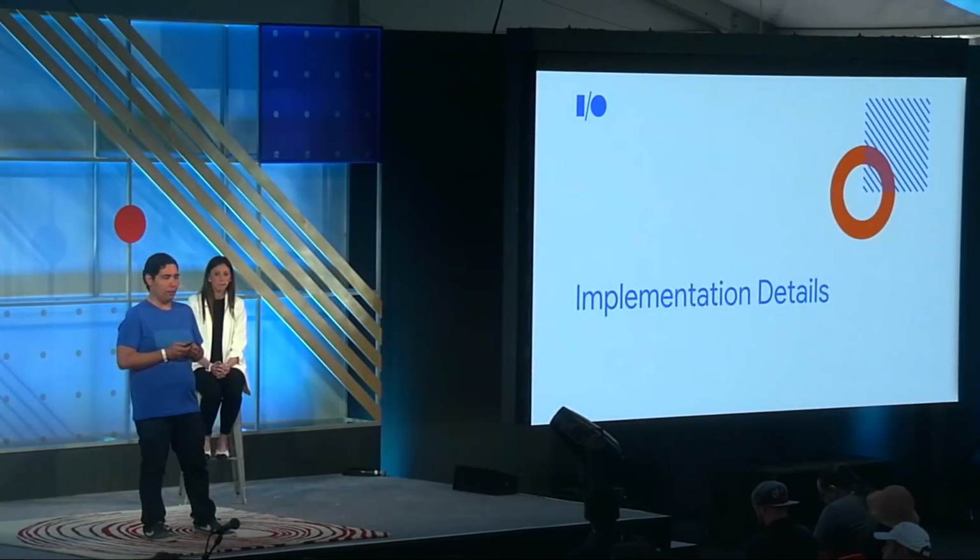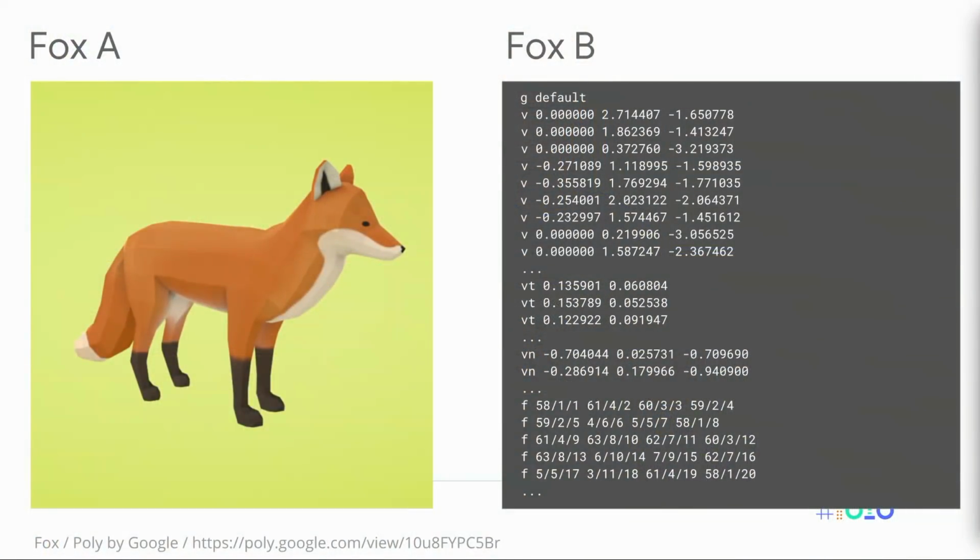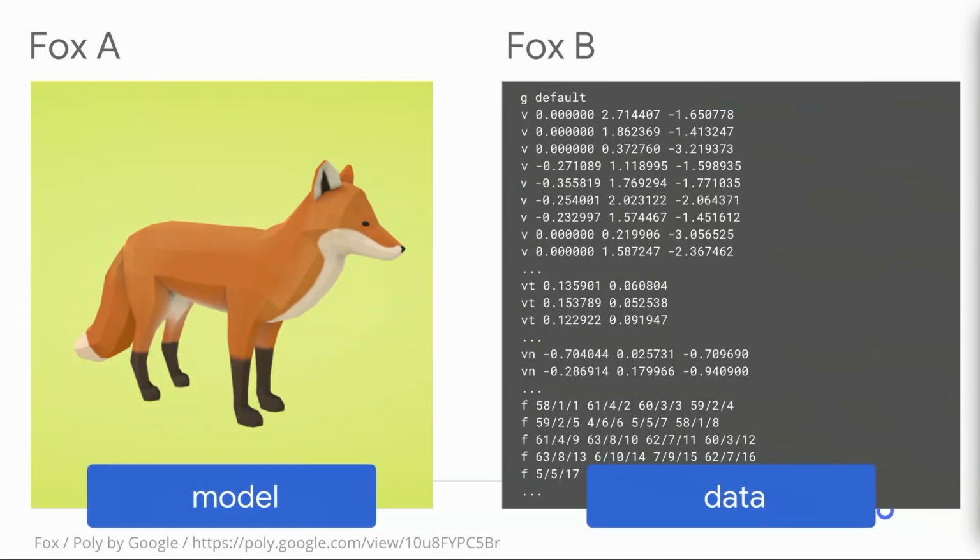So let's talk a little bit about what goes on behind the scenes. This is the part that you don't have to worry about. This is what Poly Toolkit does for you. So what's the difference between the two foxes, the fox on the left and the fox on the right? Well, clearly, the fox on the right is sitting down, right? And the other difference is that one is a model and one is data. A model is a collection of polygons that you want to render in your scene. And data is just characters. The data represents the model.